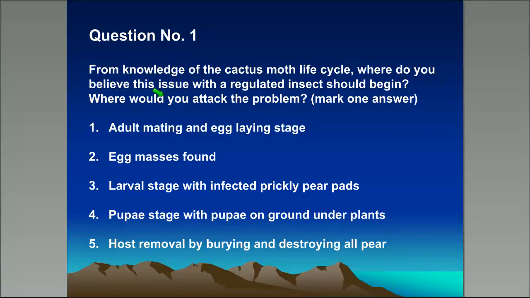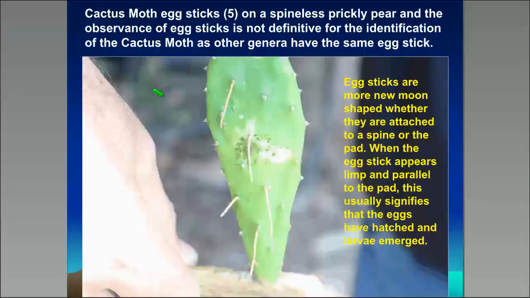So, Pete, why don't we go ahead and cut the voting off with that and recognize that a lot of people put in that our attack should be on the adult mating and the egg laying stage. That was the number one vote getter. So look at this image. A new prickly pear pad, and notice that there are five egg sticks on here, 1, 2, 3, 4, and 5.